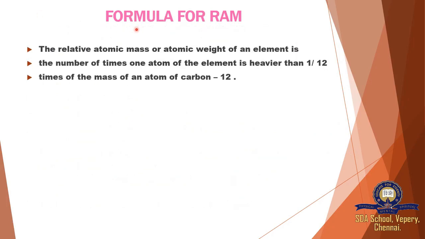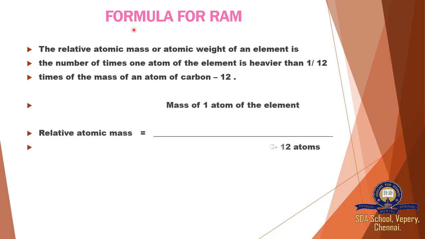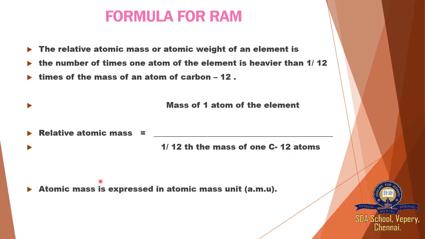How to calculate RAM? We have a formula to calculate RAM. The relative atomic mass or atomic weight of an element is the number of times one atom of the element is heavier than 1/12 of the mass of an atom of carbon-12. Here the formula is: relative atomic mass equals the mass of one atom of the element divided by 1/12 of the mass of one carbon-12 atom. Whichever element we take, it is compared to 1/12 the mass of one carbon-12 atom. This atomic mass is expressed in atomic mass unit, that is AMU.